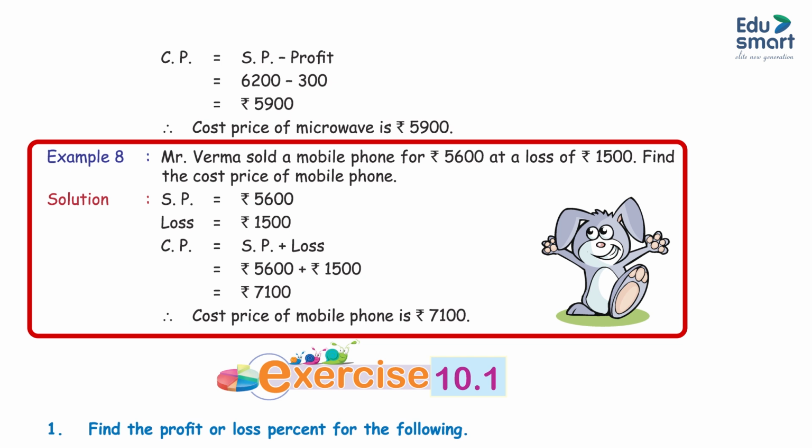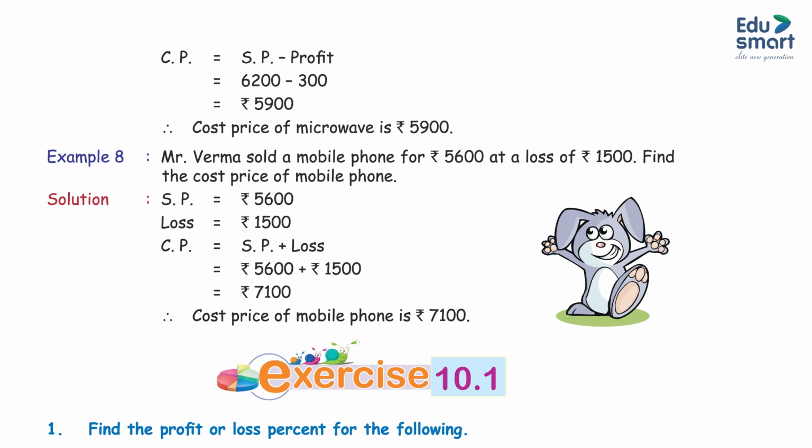Find the cost price of the mobile phone. Solution. SP equals rupees 5600. Loss equals rupees 1500. CP equals SP plus loss, which is rupees 5600 plus rupees 1500 equals rupees 7100. The cost price of the mobile phone is rupees 7100.